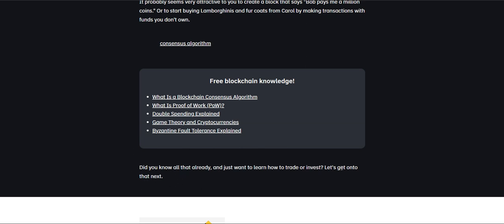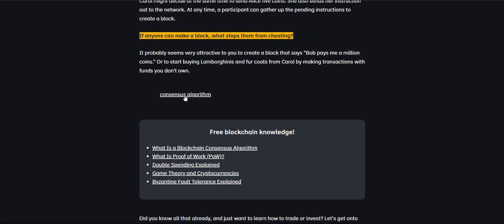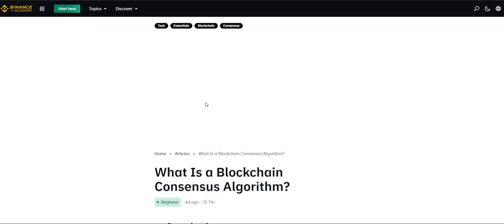Did you know all that already, or you want to learn to trade and invest? Let's get into that next. Let's just skip that. But let's touch on consensus algorithm real quick.